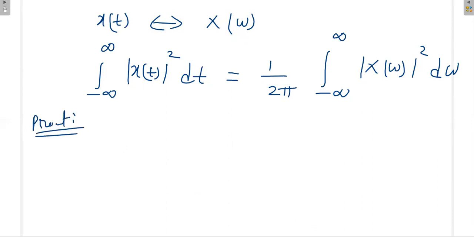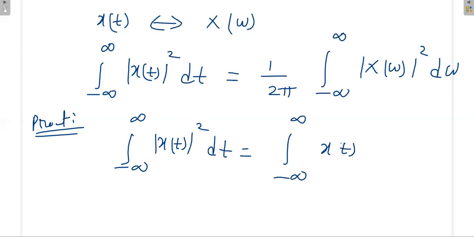Okay, integration from minus infinity to plus infinity of |x(t)| whole square dt. Again, the mod x of t square can be written like this: x(t) multiplied with x star of t dt. Okay, x(t) times x star(t), we can write like mod x(t) whole square. Okay, then integration minus infinity to plus infinity x(t).